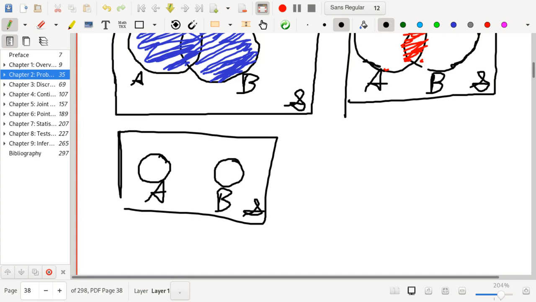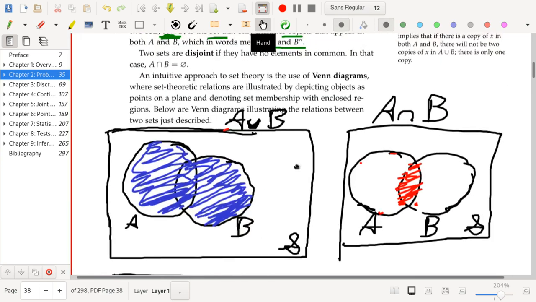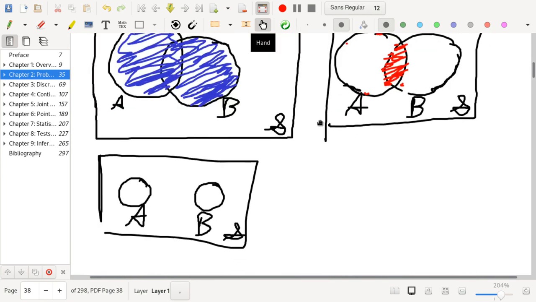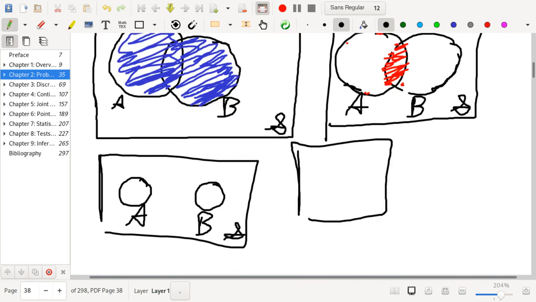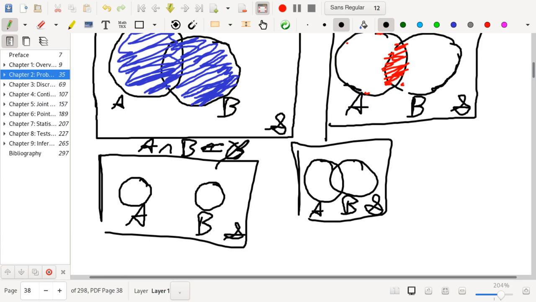Another notion in set theory is complementation. How would I illustrate complementation? So let's draw a sample space. I have A, I have B. So this is A intersected with B equals the empty set. That means disjoint. What is a complement? A complement is the region in the sample space that is not in A. So that's going to correspond to shading everything that's outside of A. So there are some parts of B that get shaded, but nothing that's in A. Okay, so you shade everything except A.